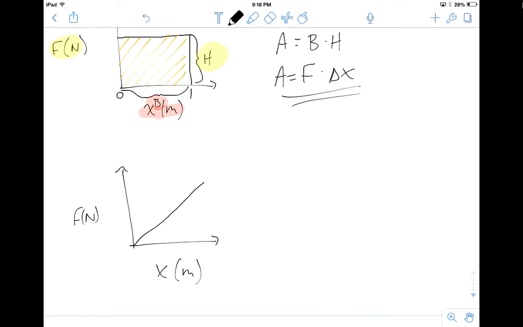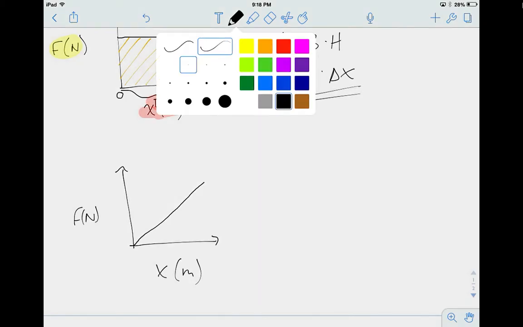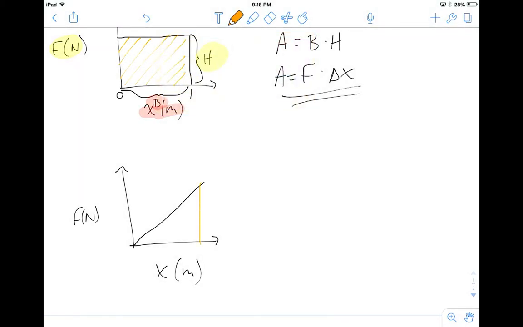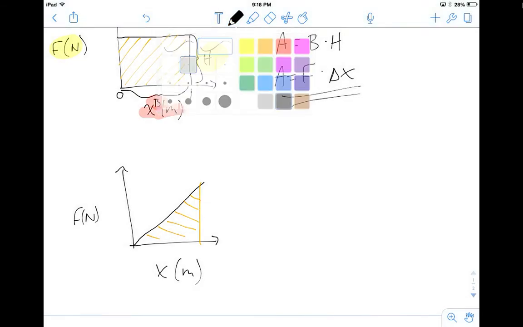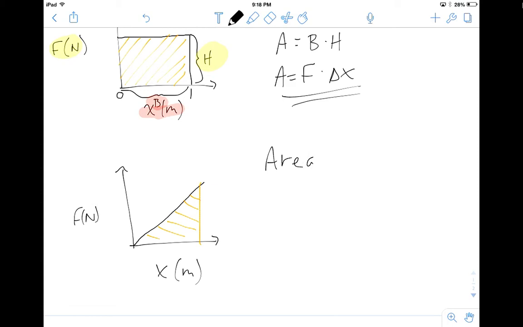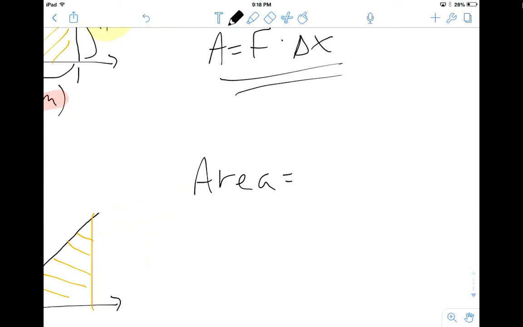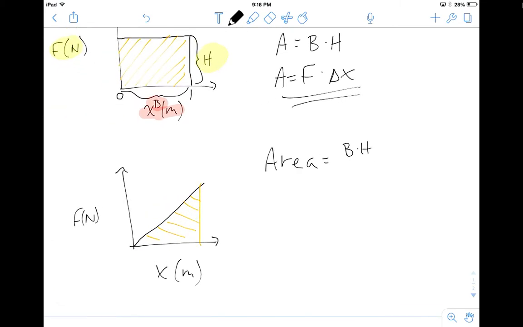If I did force times delta x, I'd be calculating the area of a box. And a box isn't what I want. What I want is the area of a triangle. So now I'm trying to calculate this. The area of a triangle is once again base times height, but notice that it's only half of that box. So I'm going to divide that by 2. So that's base times height divided by 2.